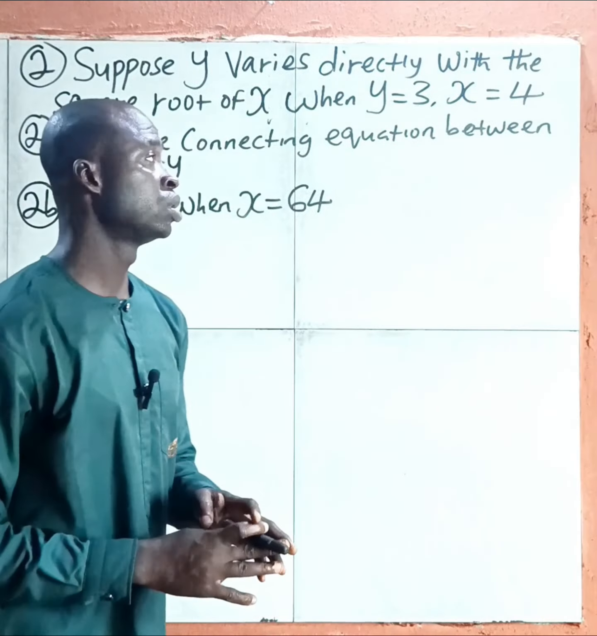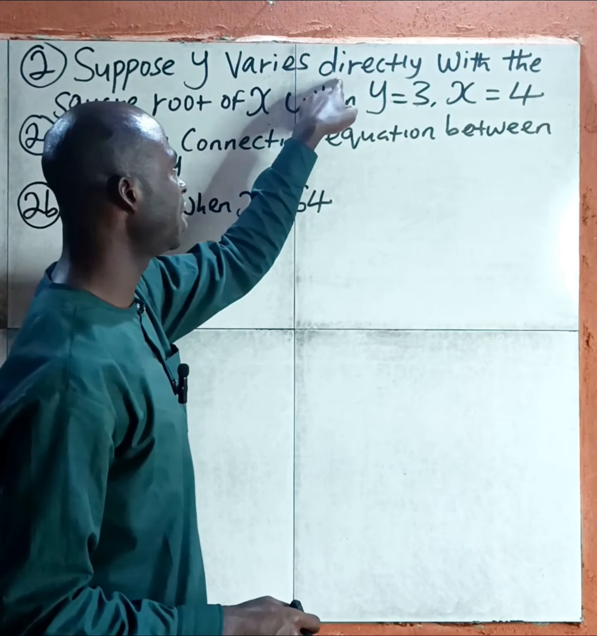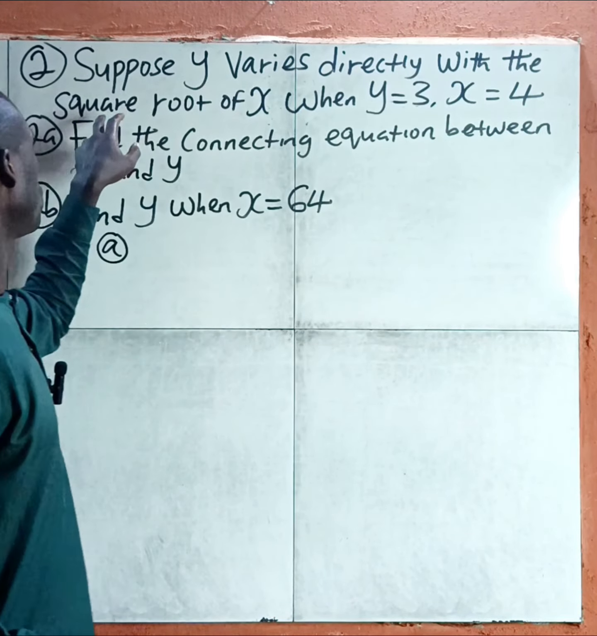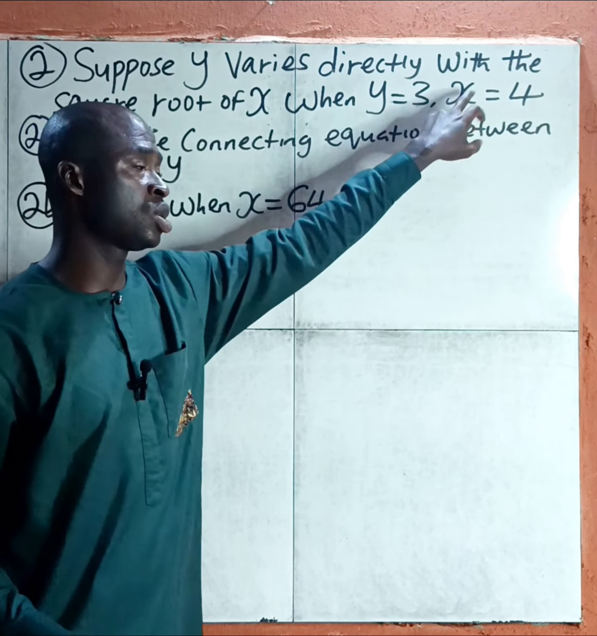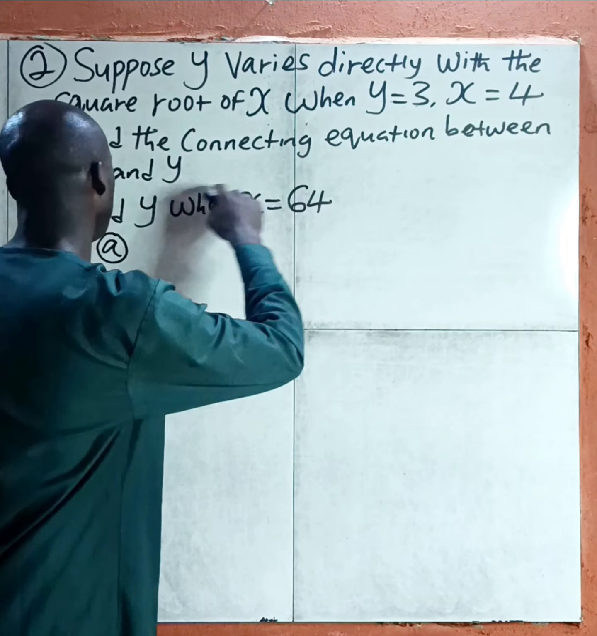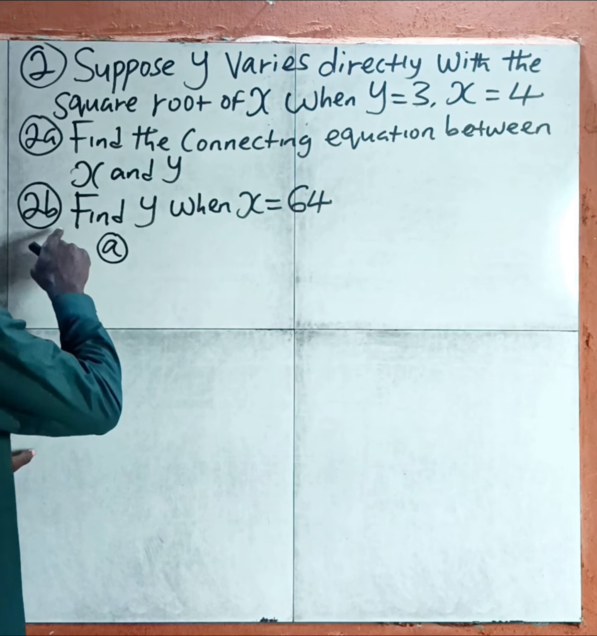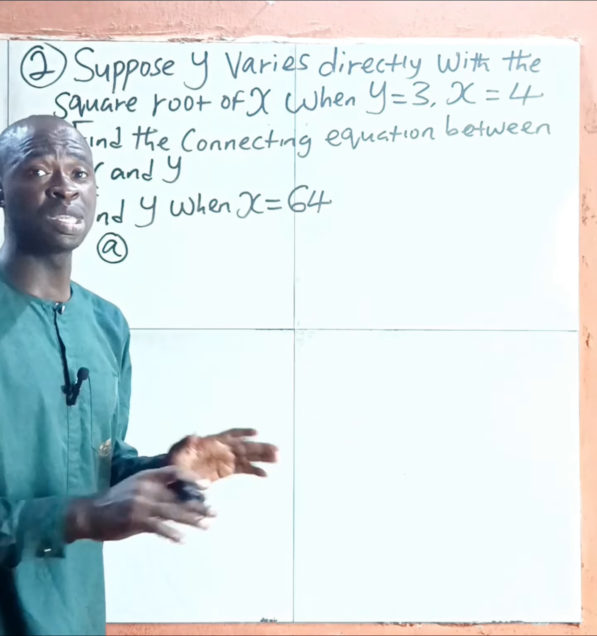Now for problem 2, it says, suppose y varies directly with the square root of x, when y equals 3, x equals 4. Now problem 2a says find the connecting equation between x and y. Problem 2b, find y when x equals 64. Now it's very, very easy. We're going to follow this step by step.